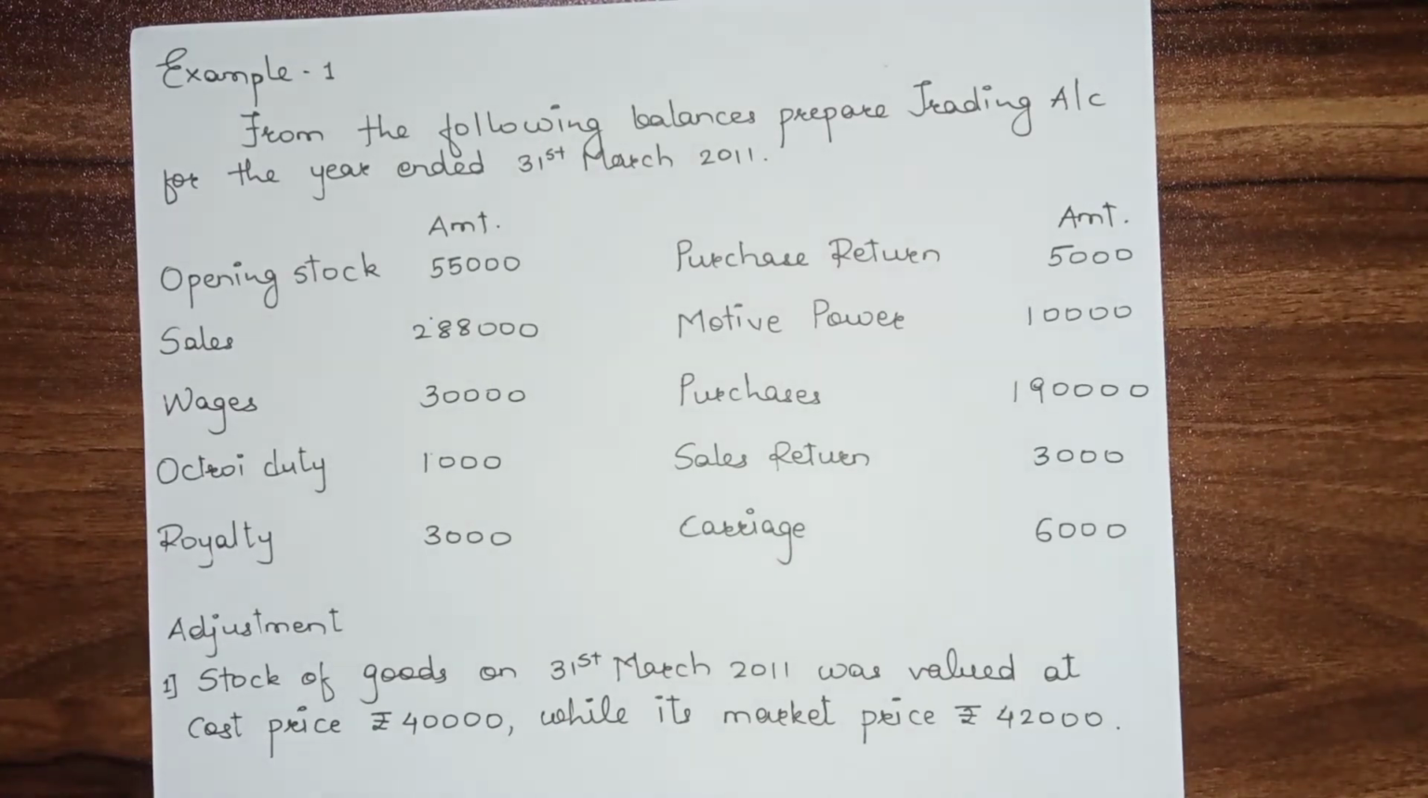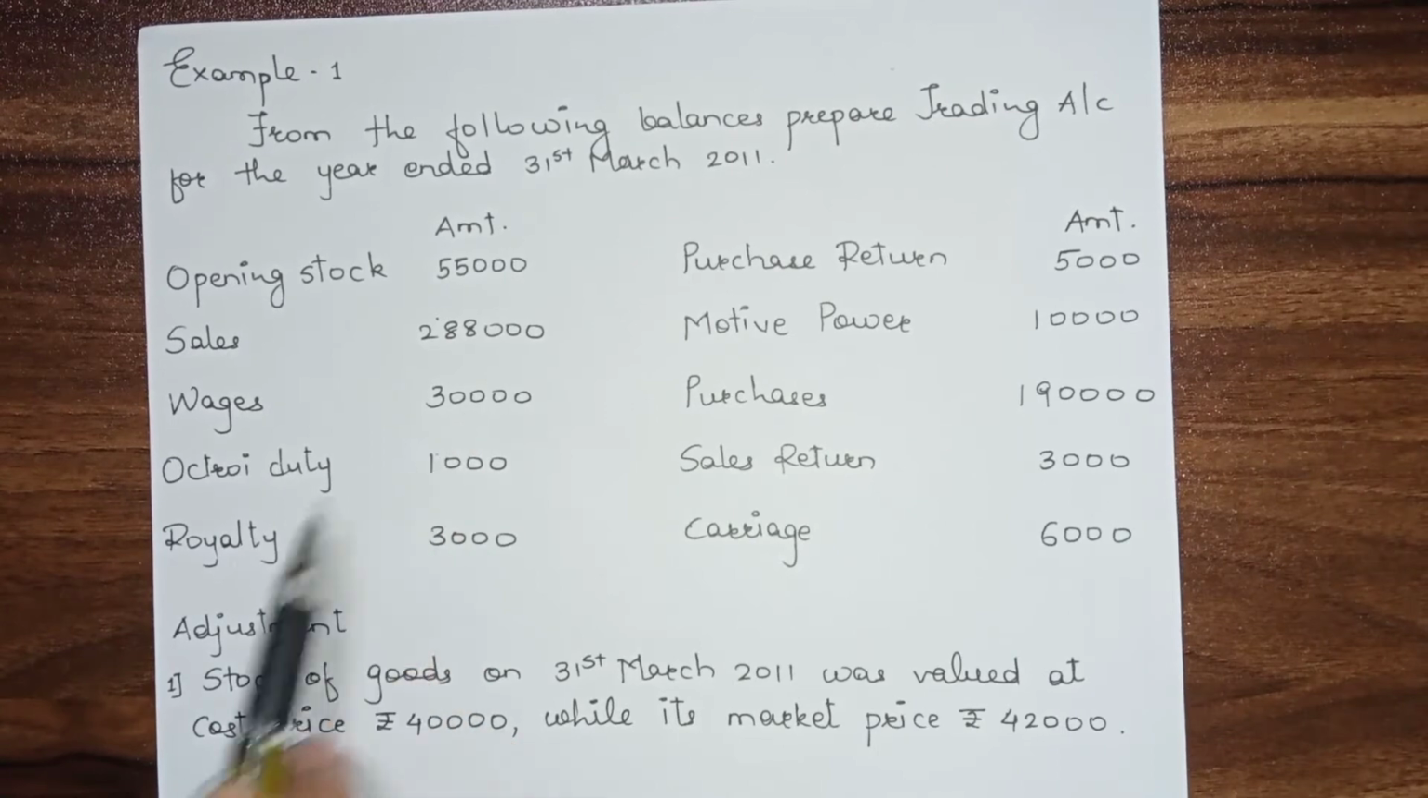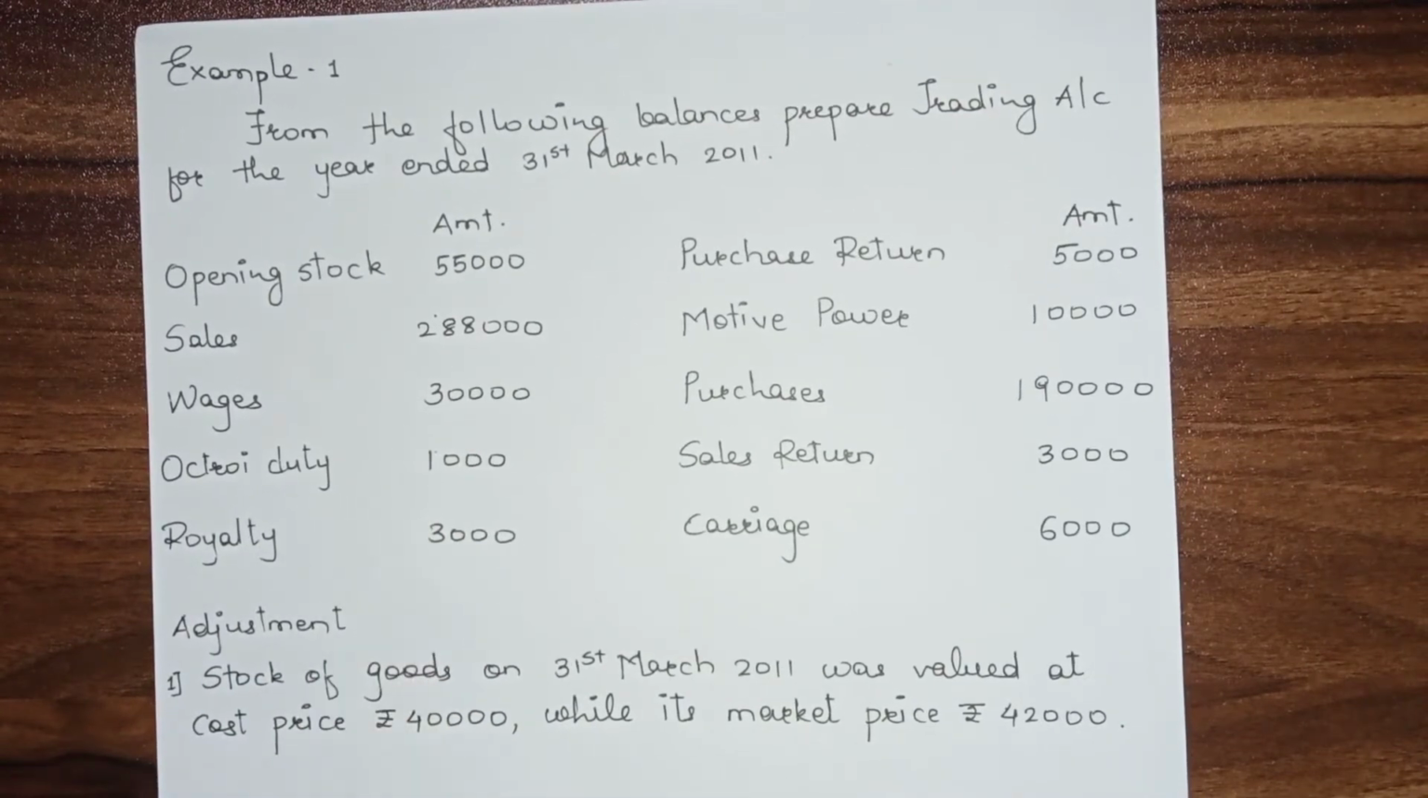Okay, so the next item, sales 2,88,000, wages 30,000, octroi duty 1,000. Now you must have a question, what is octroi duty? Octroi duty is a type of charge or transport charge if we are importing or exporting any goods or materials. On that particular export or import, this octroi duty is applied. It is a type of transport charge that is levied on you for importing or exporting goods.